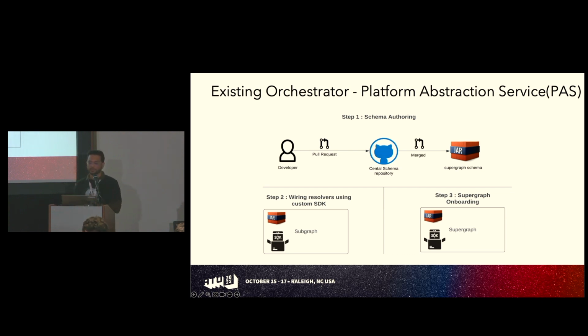Now, there are a few problems here. There's a lot of coordination and sequencing required for the teams to actually get their schema to the supergraph. The authoring was done in YAML, so it was not pure GraphQL, so keeping up to date with the GraphQL spec was becoming difficult. There was a hard dependency on the compatibility of SDK versions for the supergraph and the subgraph. That made debugging difficult, and upgrading the library was also very difficult.